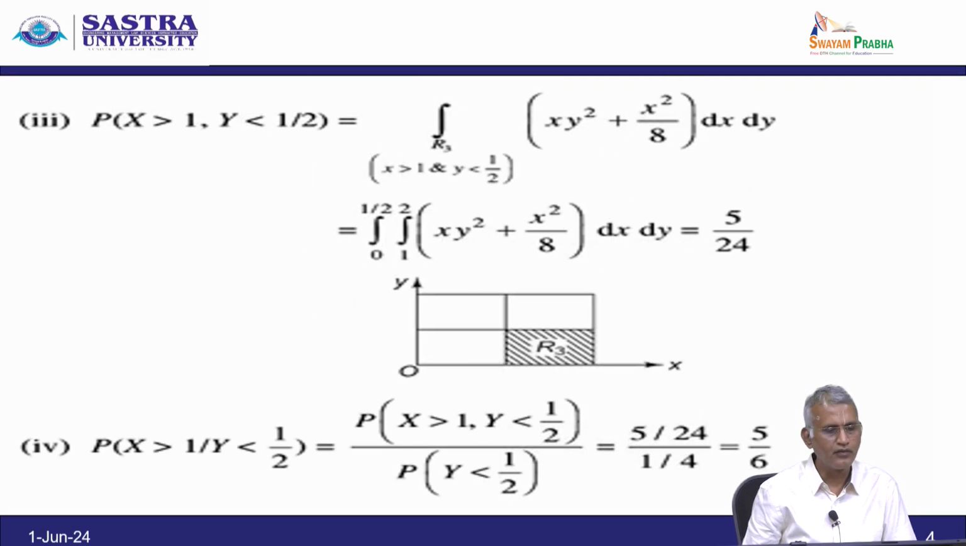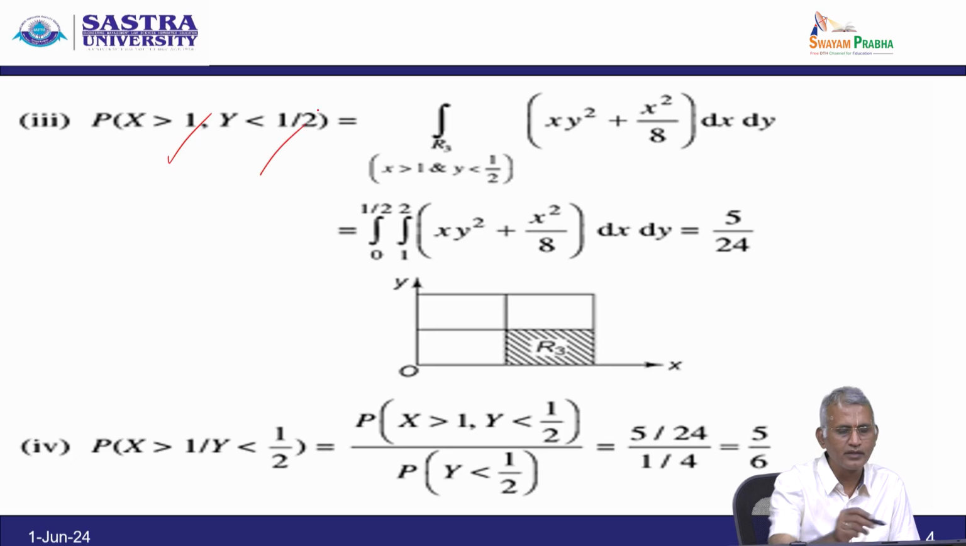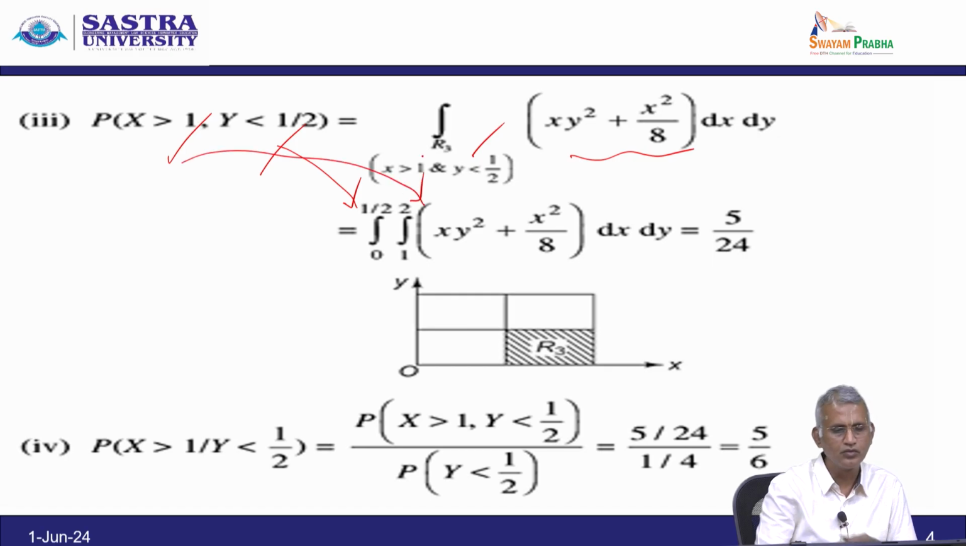Next one is P of x greater than 1 and y less than half, which is the integral over x greater than 1, y less than half of the same. So, for the outer, 0 to half, because here this is 0 to half, for x 1 to 2, maximum is 2, and then as usual you do the integral, and the limit we have is 5 by 24.